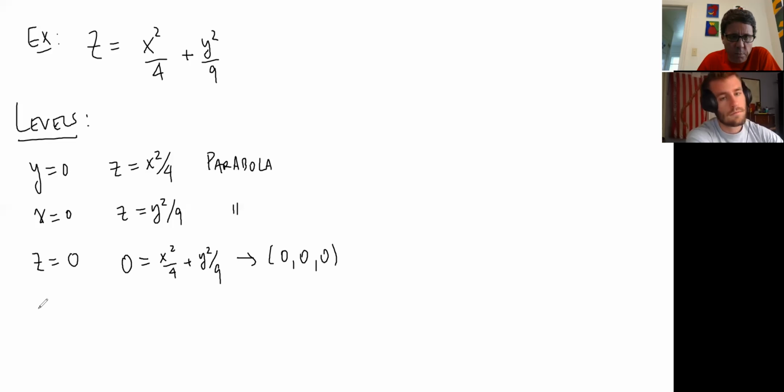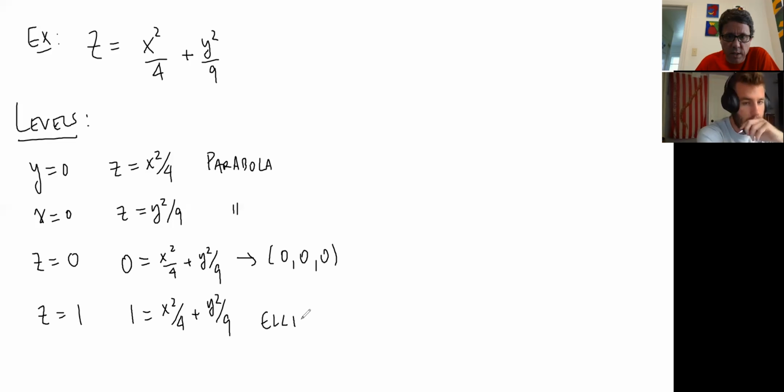One more, and I think we can piece it together. If z is 1, then I'll get 1 equals x squared over 4 plus y squared over 9. And we've seen that one before, or at least something very similar to it. That is an ellipse. We have two parabolas. Ellipse, it hits at one single point. If z was negative, we would get nothing because there's no way to get two positives together to get a negative. So nothing at negative levels.